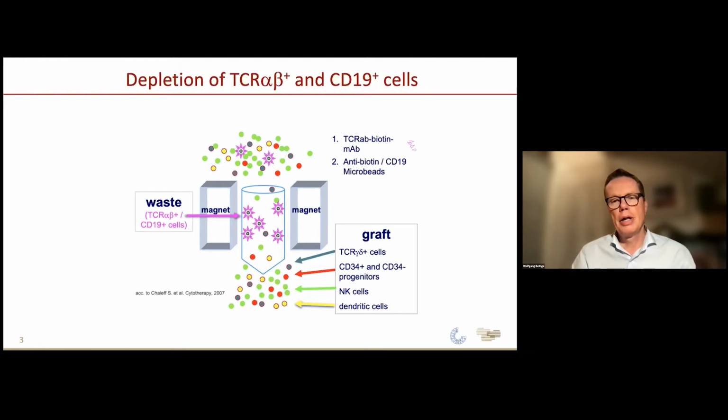This TCR alpha-beta approach is always in our center used combined with CD19 depletion to prevent lymphoproliferative disease after transplantation. And we'd like to ensure a graft which has still a lot of gamma delta positive T cells in the graft, but also a lot of NK cells and progenitor cells, which we think, as already mentioned today, the transplant is a mixture of different cell populations, and engraftment and immune reconstitution not only depends on the CD34 component.